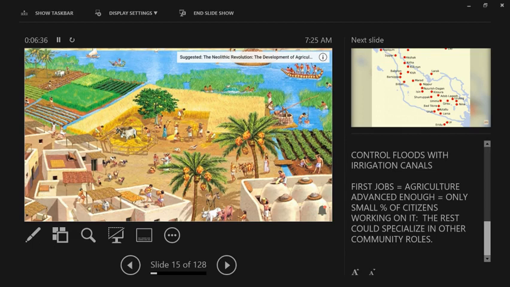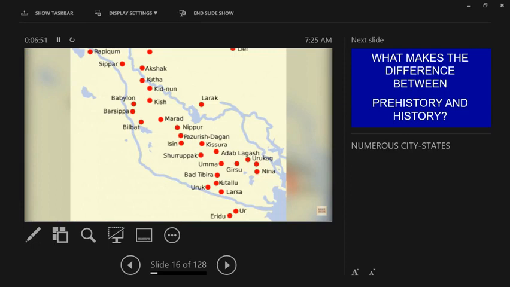They had developed and specialized so much that only a small percentage of citizens were working on agriculture and feeding the people. The others could specialize in other community roles. And like I said, there are numerous city states within Sumer.